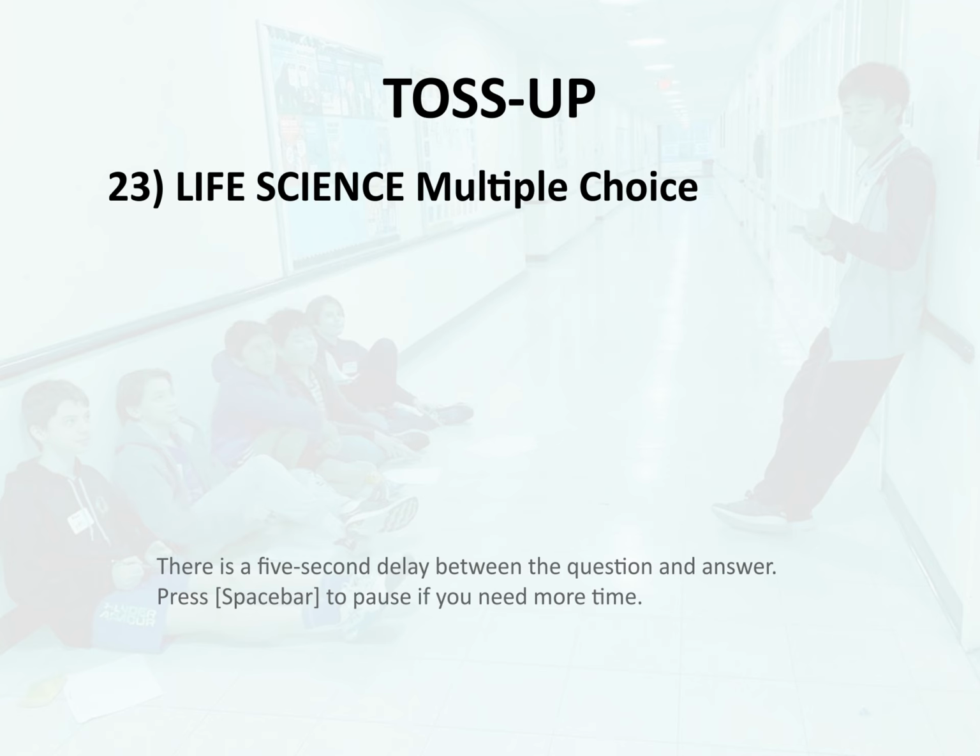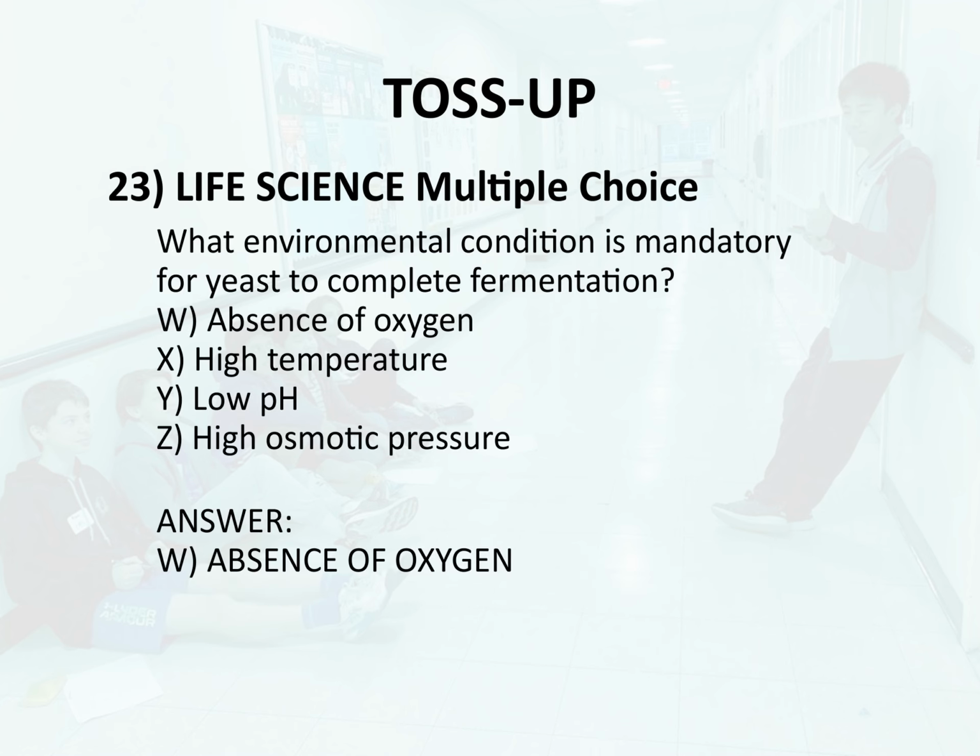Toss-up, 23. Life science. Multiple choice. What environmental condition is mandatory for yeast to complete fermentation? W. Absence of oxygen. X. High temperature. Y. Low pH. Z. High osmotic pressure. Answer: W. Absence of oxygen.